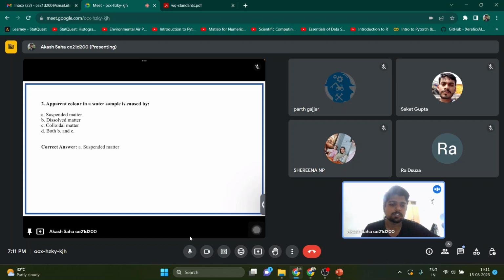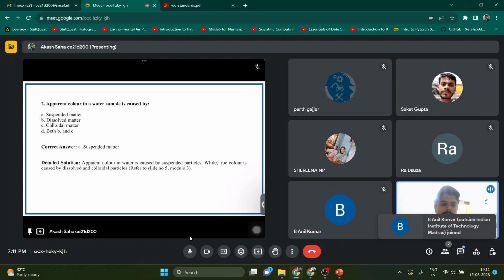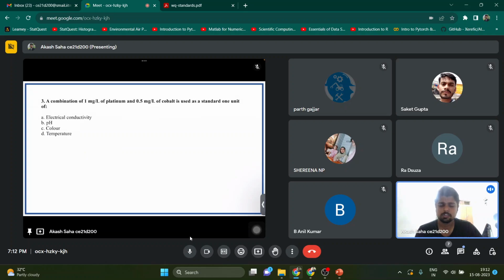Apparent color is produced by the suspended solids, because the colloidal matter and the dissolved matter give the true color of the solution, because they are easily dissolved in the system. So once it is dissolved in the system, it gives the true color of the system. Whereas apparent color is due to the suspended matter, because it's not the true color; it looks like it will give the color, but it is not the true color of the system. It will give an apparent color. So suspended matter is the correct answer. You can memorize it by recalling that what dissolves easily gives the true color. Okay, I hope I am clear. So we'll move on to the next question.